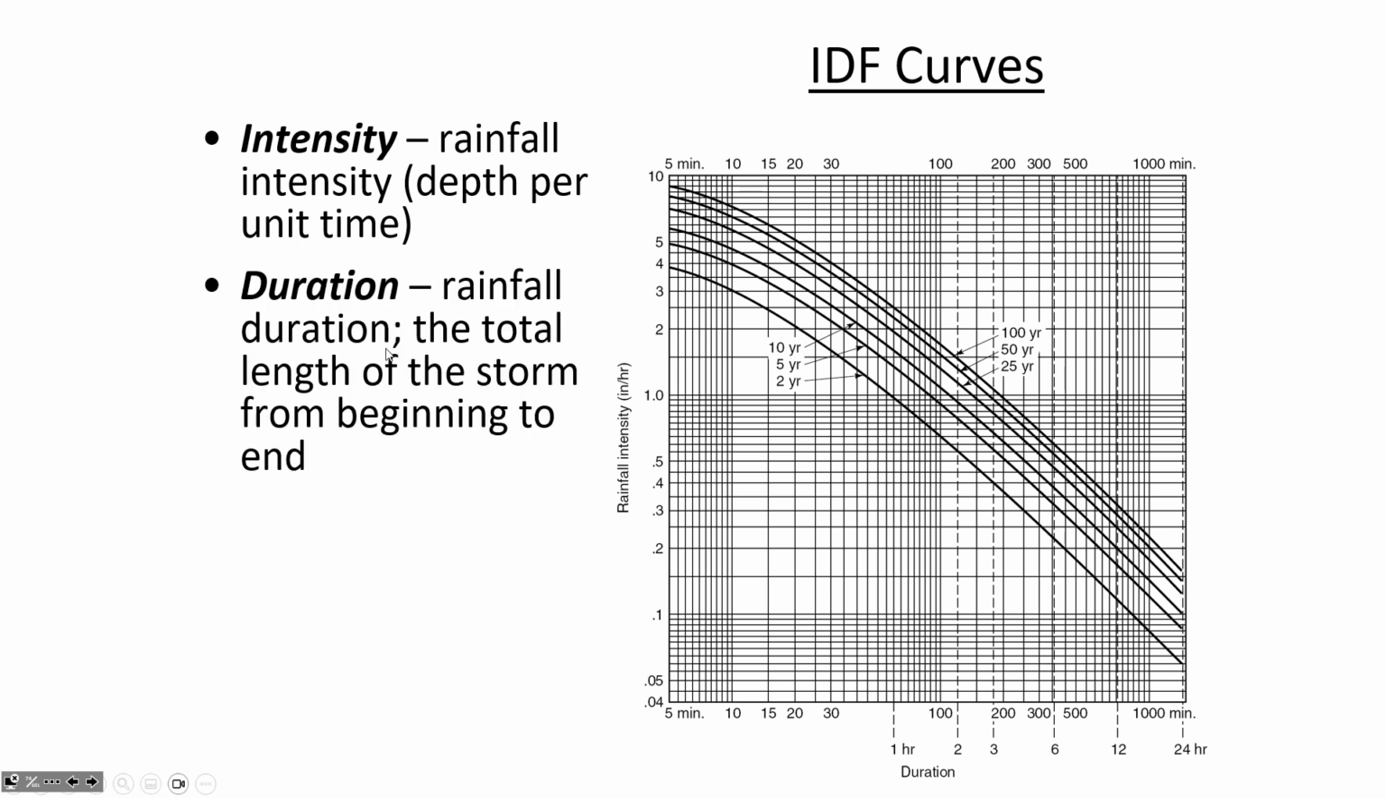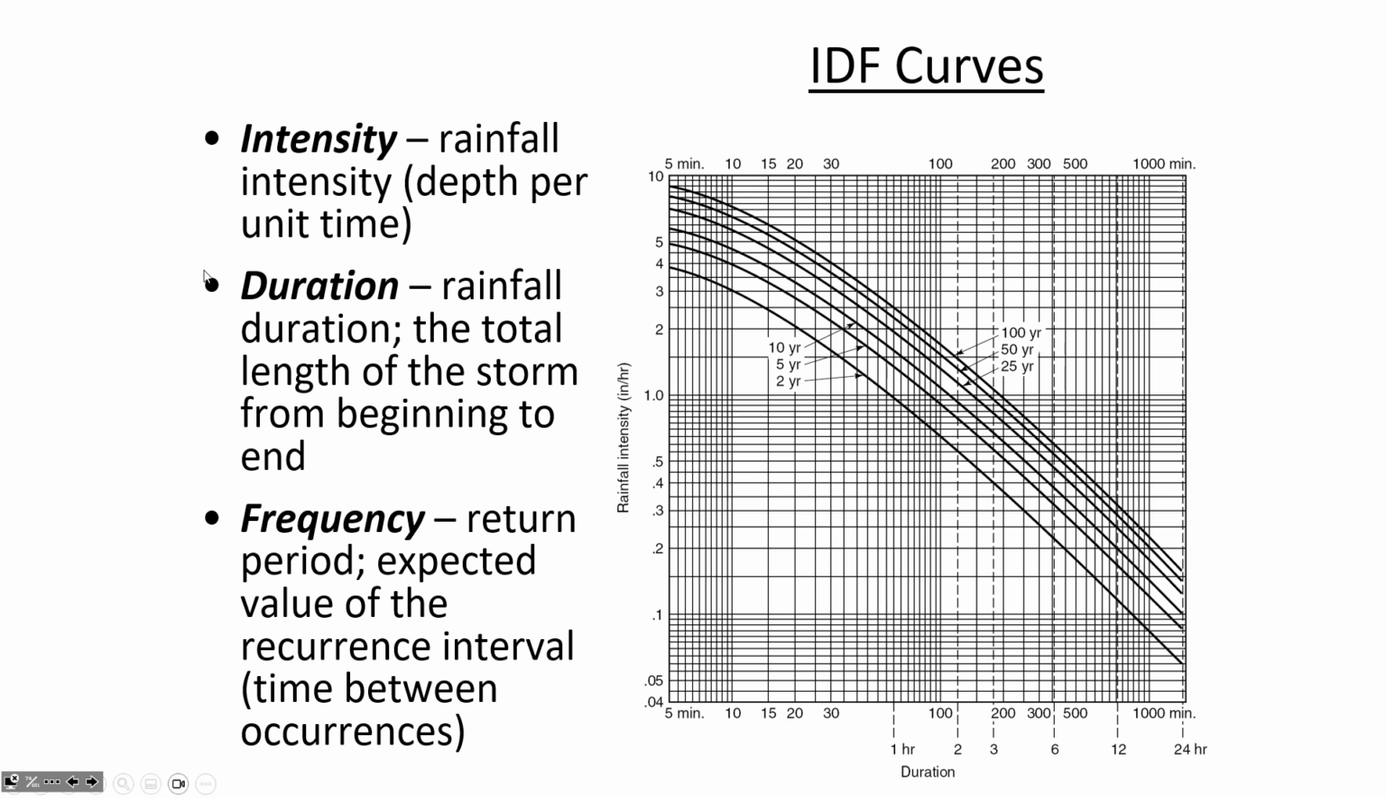The duration is just from the beginning of the storm event till its end, how long it's lasted in time. And the frequency is referring to the return period. So you can see this IDF curve has 100, 50, 25, 10, 5, and 2-year storm return periods.